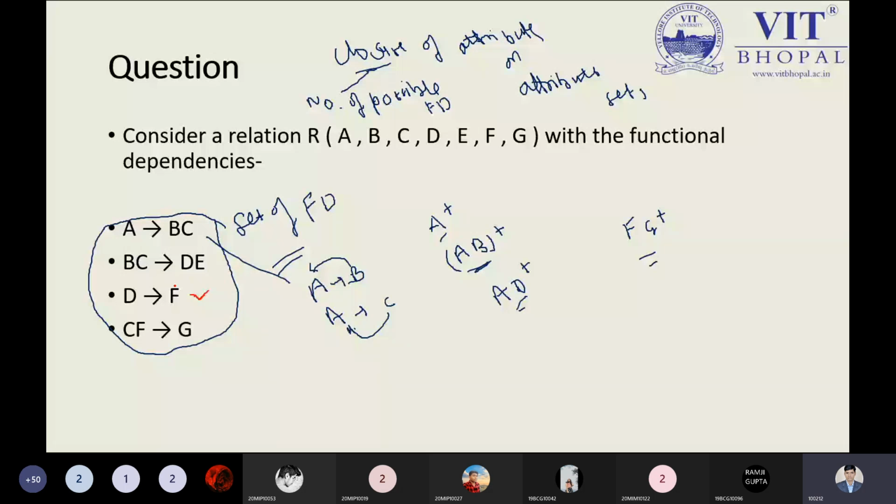Here we have the A, here we have the B, C, here we have the C, F. But you can observe only one relation, one FD, which is showing that F is the only attribute that can depend on the D. So F will be part of this one. So this is our answer.